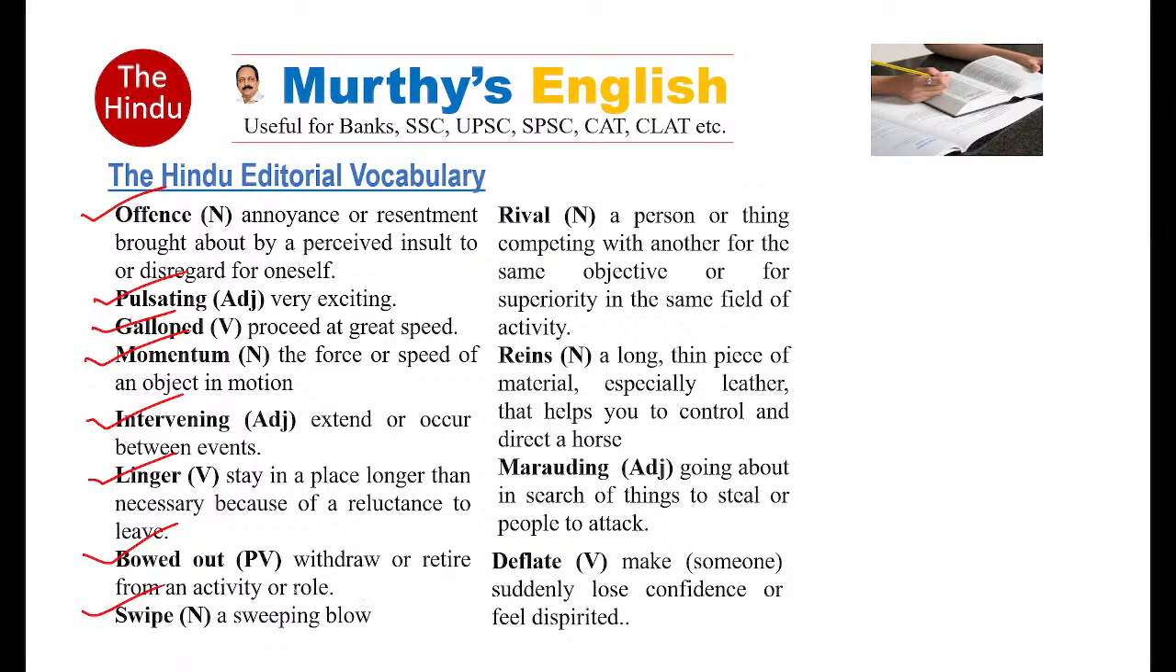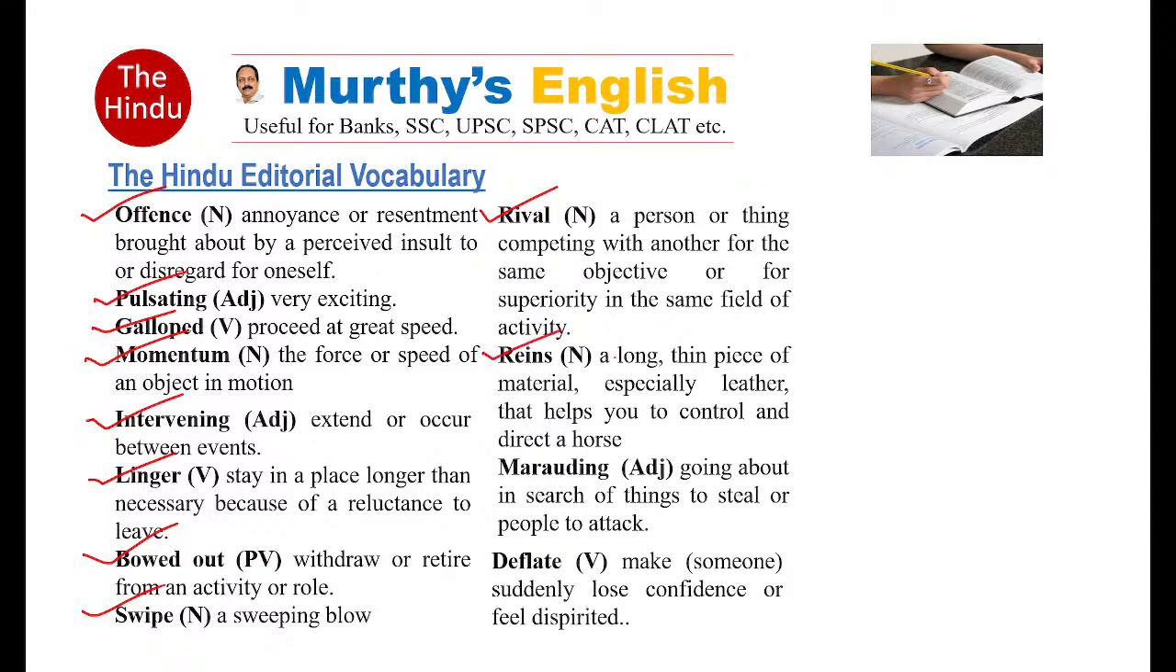Swipe, we all know when it comes to a credit card or a debit card, the word swipe goes with that. But here, a different meaning altogether. Swipe, usually it is a verb. Here, noun, a sweeping blow. Swipe means what in the context of the editorial? A sweeping blow. Rival, simply you can remember competitor. A person or thing competing with another for the same objective or for superiority in the same field of activity. In a nutshell, rival, one word, competitor.